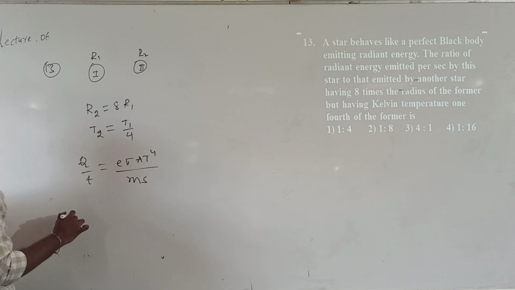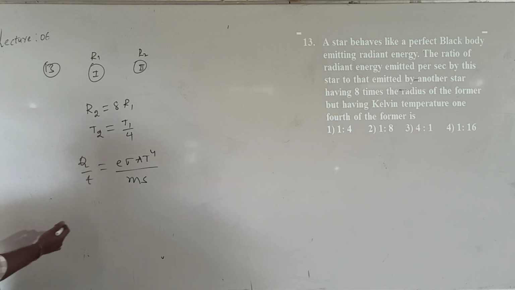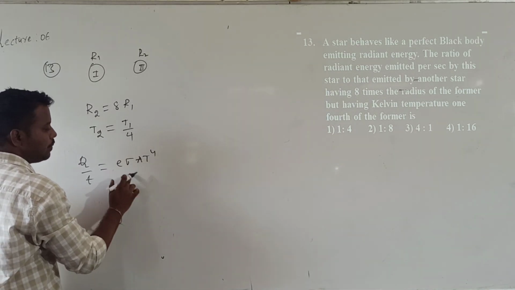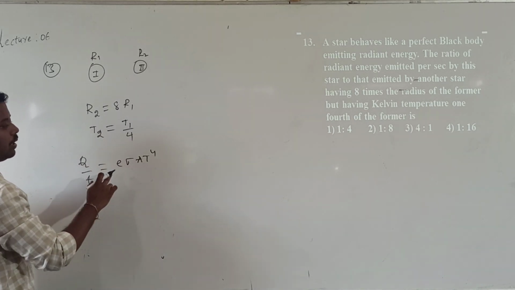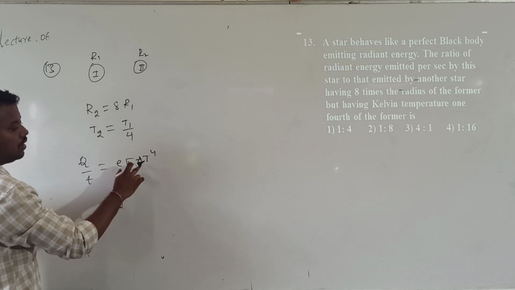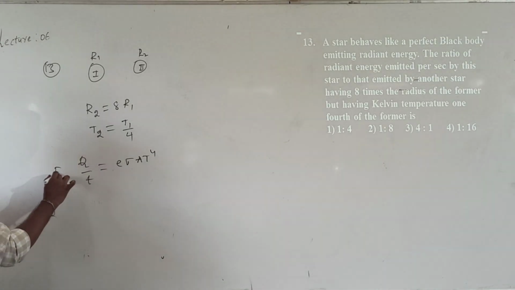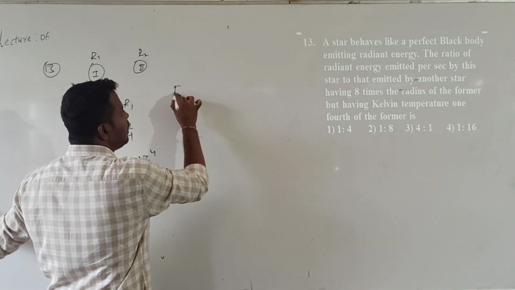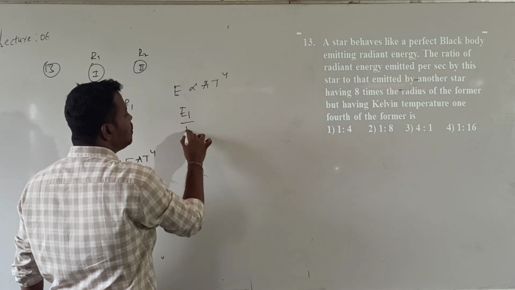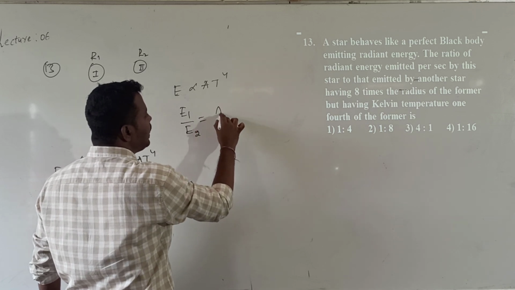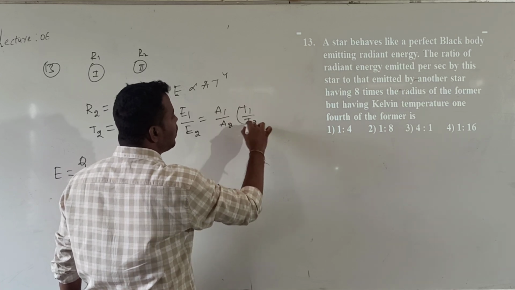For both stars of the same material, M into S value is not required for the rate of heat flow. Whenever we want the rate of fall of temperature, we will get M into S. So Q by T value is given by e into sigma into A into T power 4. Then can I call it capital E? So capital E value is directly proportional to A into T power 4. So what is E1 by E2? E1 by E2 value is given by A1 by A2 into T1 by T2 whole power 4.